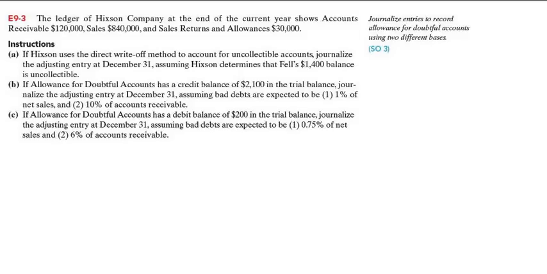For C, assume allowance for doubtful accounts has a $200 debit balance, and the adjusting entry at December 31st assumes bad debts are expected to be 0.75% of net sales and 6% of accounts receivable. So in C, we're actually going to have a debit balance, whereas in B we had a credit balance. So we're going to actually add the debit balance. Bad debt expense is going to be 7,400, and allowance for doubtful accounts is going to be 7,400. The way we get 7,400 is 120,000 times 6% plus the debit balance of 200. And that gives us 7,400.